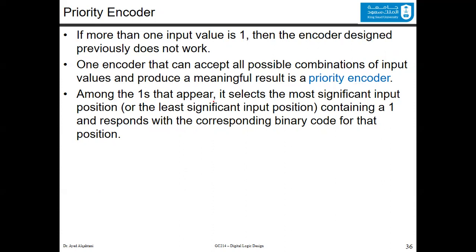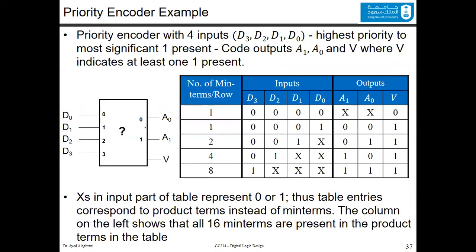Among the ones that appear, it selects the most significant input position and would say that this is the highest priority. Alternatively, you could think about the least significant as well. That was containing a 1 and respond with the corresponding binary code for that position. To explain this, you have this example, a priority encoder with 4 inputs from D0 to D3. The highest priority to the most significant one.